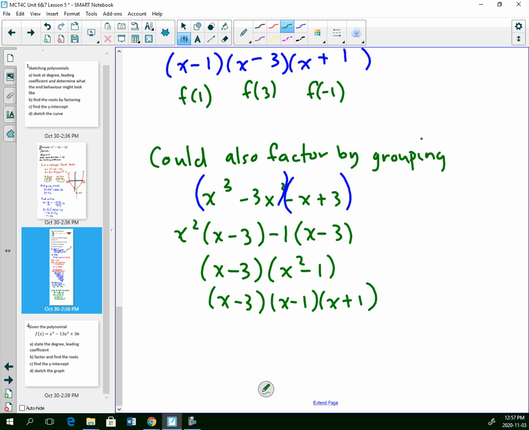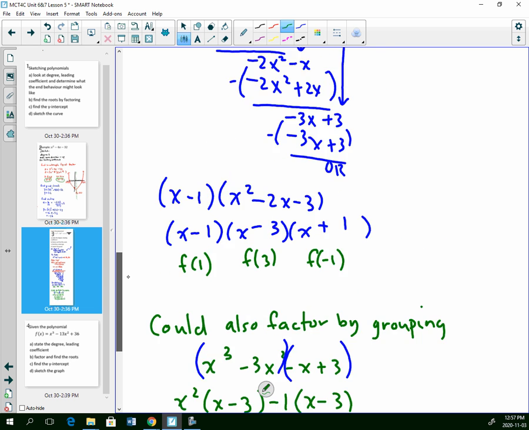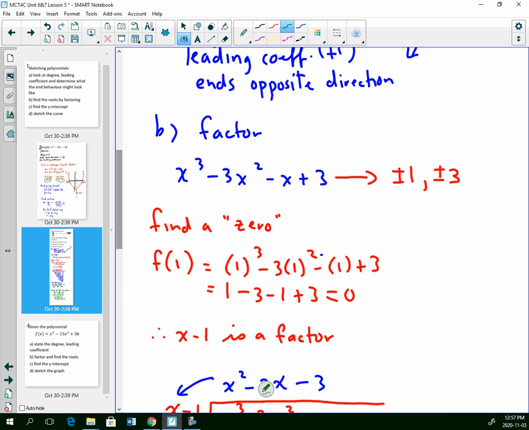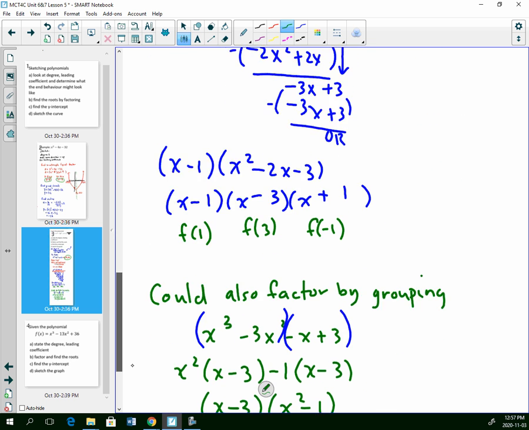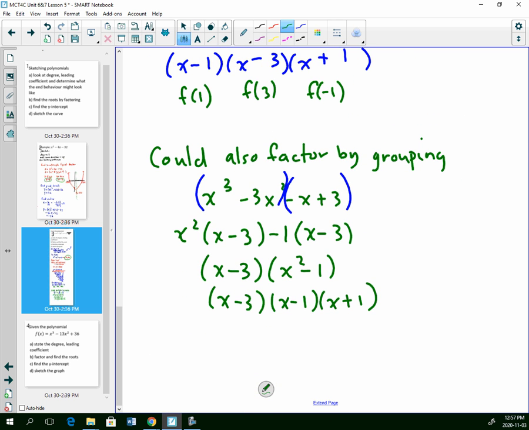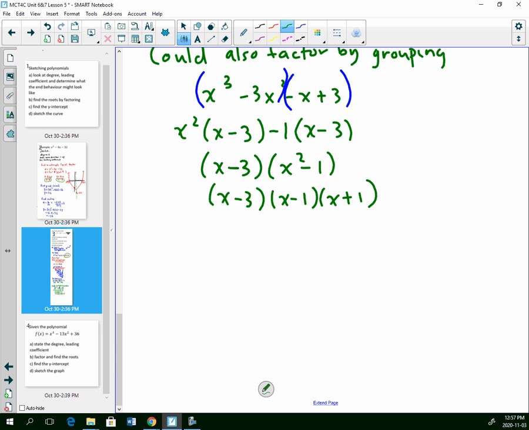So there's 4 different ways you could factor that. Right? You could factor by grouping. You could factor by finding zeros, right? So just plugging in numbers. Or you could find 1 zero and do your long division or synthetic. So whatever process you prefer, you have 4 options there.